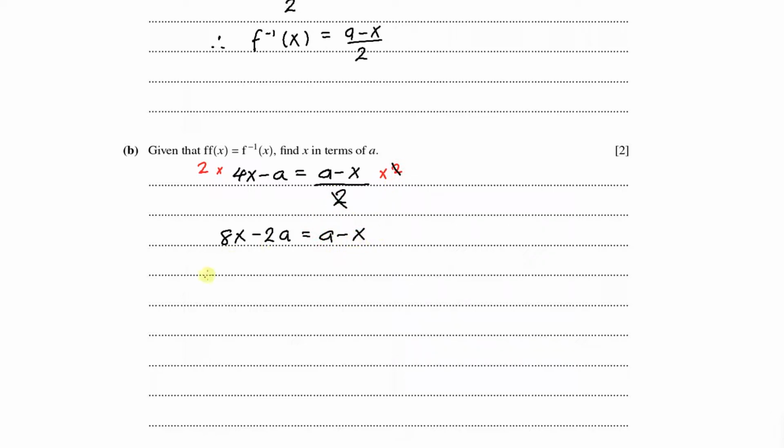Then adding x to both sides, we'll be having 8x plus x, and adding 2a to both sides, we'll be having a plus 2a. So that's 9x is equal to 3a, and dividing by 9 both sides, we get x is equal to 3a over 9, which is the same as a over 3, since 3 gets into 9 3 times. So the answer comes out as x is equal to a over 3. And that's how we work out part b.